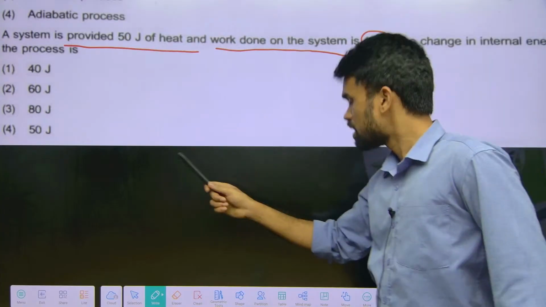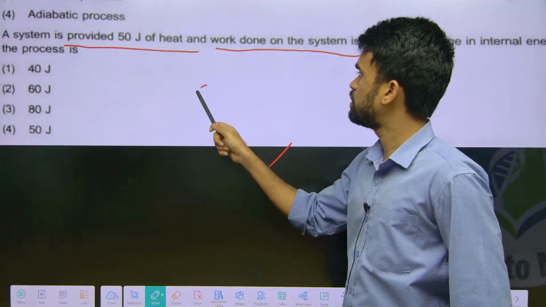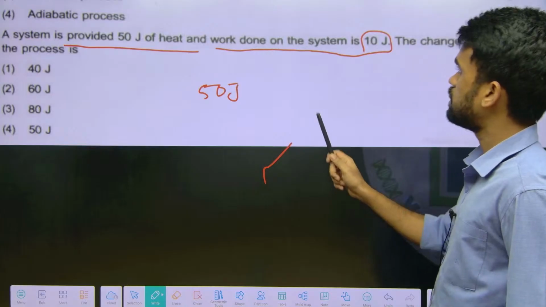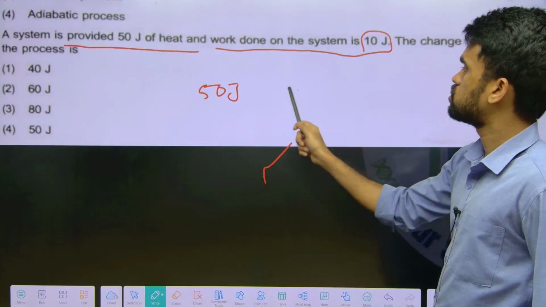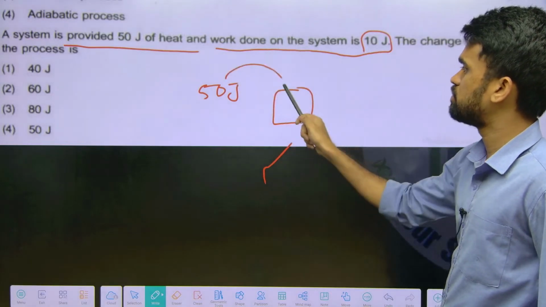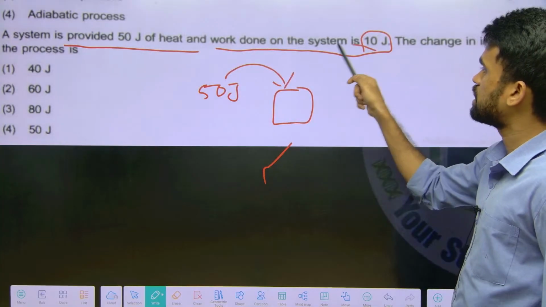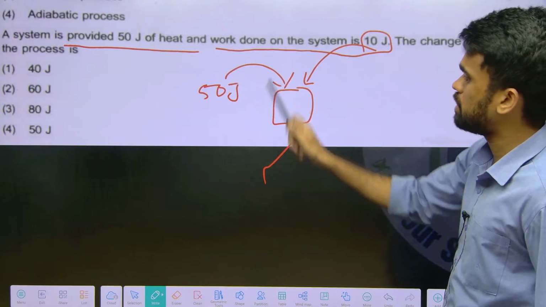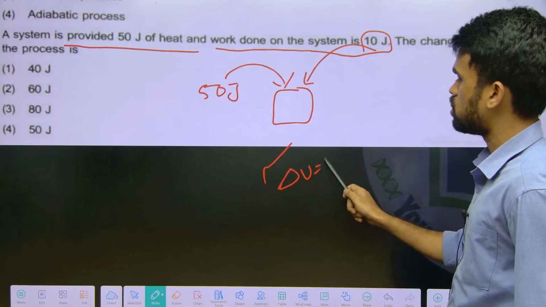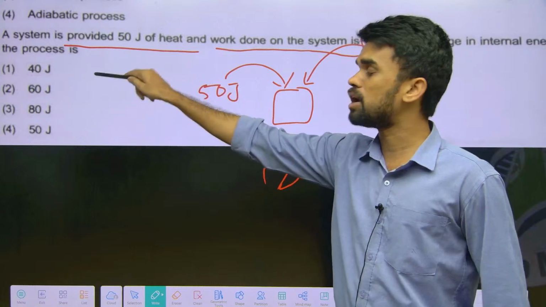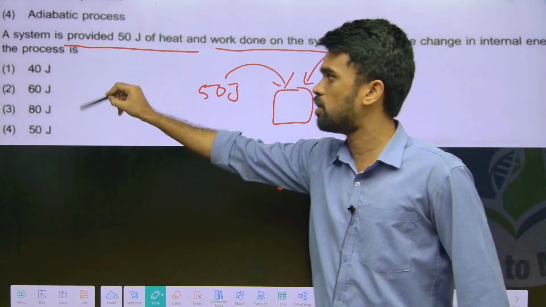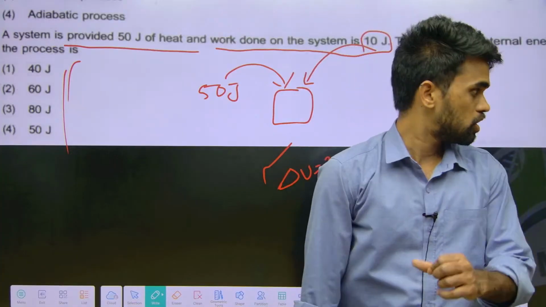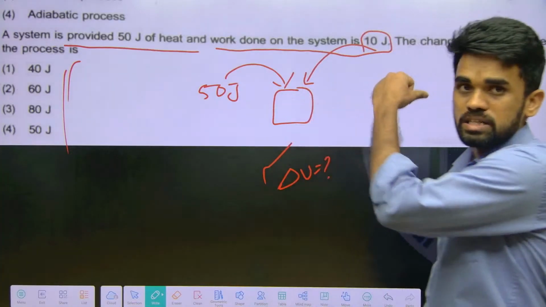Once again, a system is provided with 50 joules of heat. How much energy is provided to the system? 50 joules. Then work is done on the system. So if this is a system, it is provided with 50 joules of heat and also work is done on the system. So both are provided into the system. Now tell me what is its internal energy change out of these 4 options. I am not going to give you the exact answer. You have to give me your answer in the comment box.